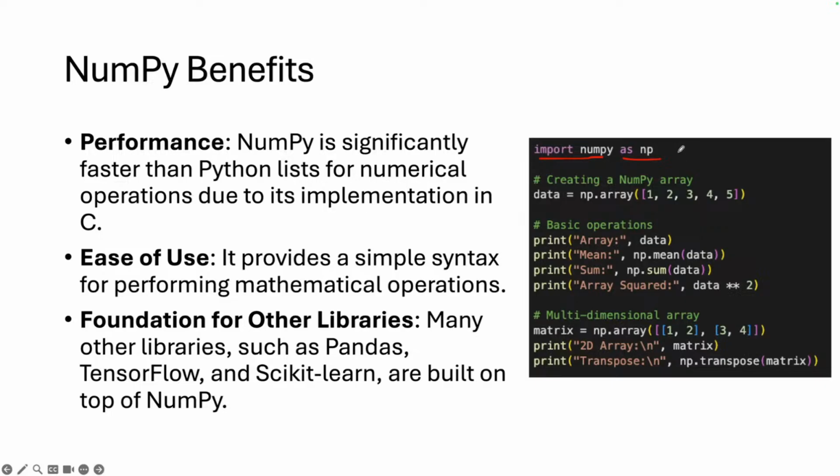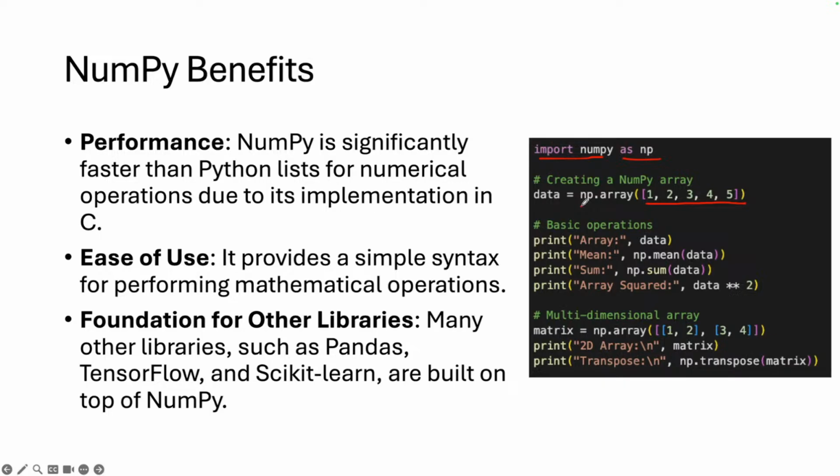So here is how we would use NumPy. Let's say we had a list, 1, 2, 3, 4, 5, and we wanted to convert that to a NumPy array. We know that NumPy is much more efficient for numerical operations due to its implementation in C than Python is for lists. So we want to convert this list to a NumPy array.